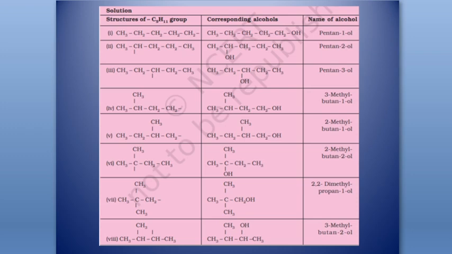Next we come to a methyl substituent on butanol. So it is 3-methyl butanol. Next is 2-methyl butanol. Next, 2-methyl butanol. The next structure has the name 2,2-dimethyl propanol. The next structure has 3-methyl butanol.